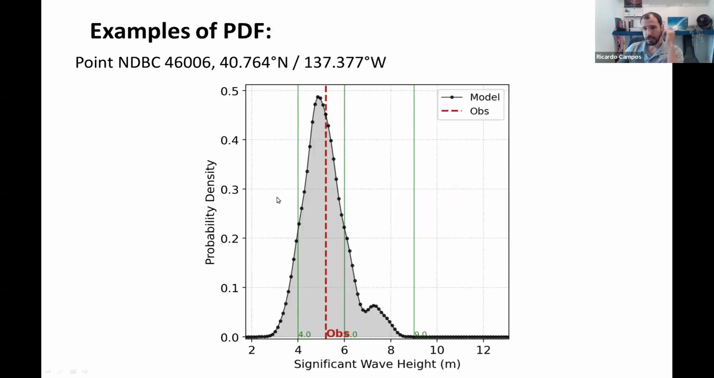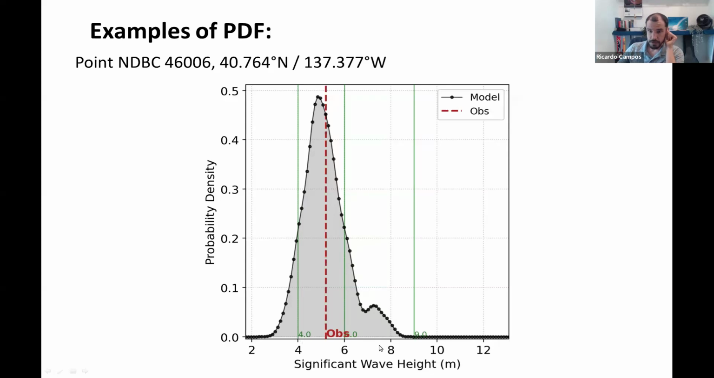And that is another view on the single point, on how we compute these probabilities. The area of the PDF is equal to 1, and the area on the right side of each threshold is what we compute as the probability to be above those 3 thresholds here that we are indicating. So here's the observation for this specific event equal to 5 meters.